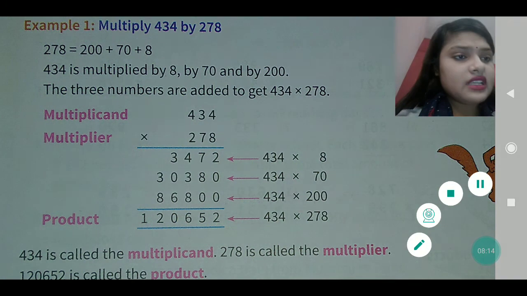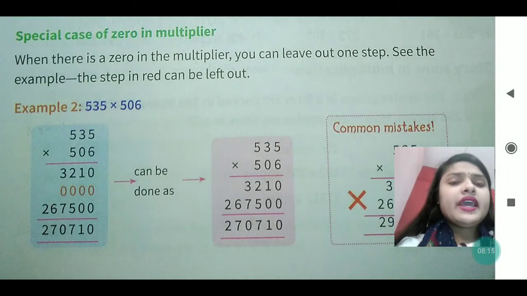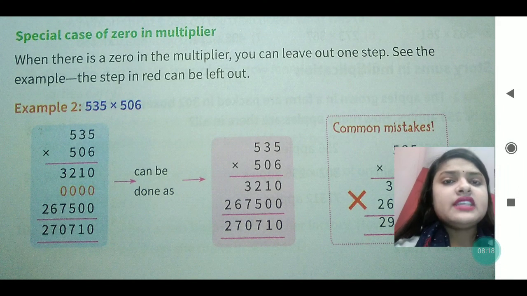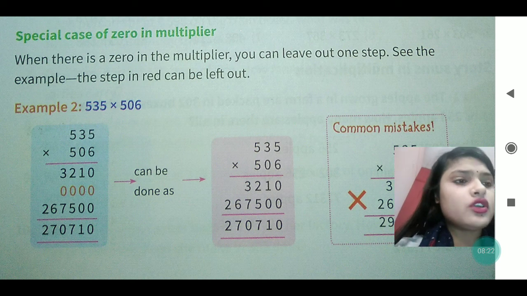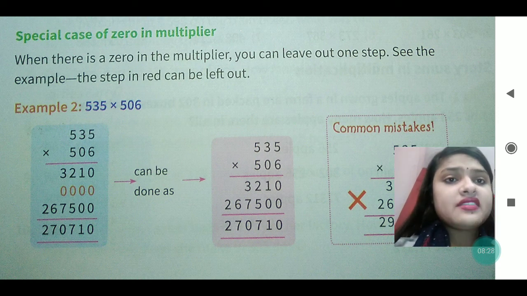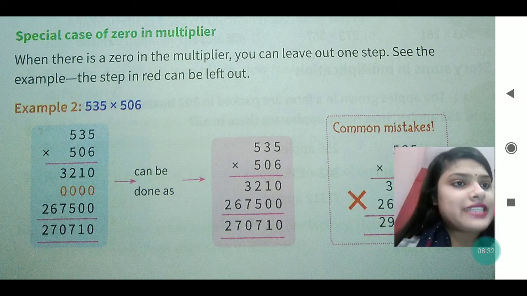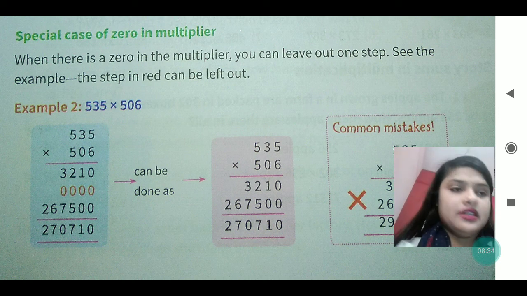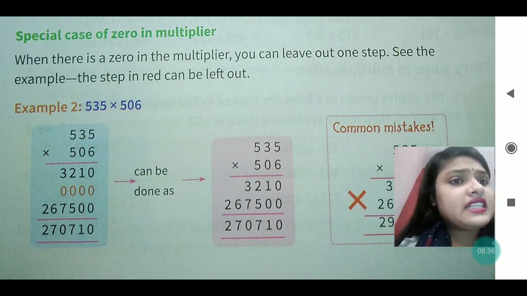Okay, just see the next one. Here also, my dear, you can see here it is special case of 0 in multiplier. Special case of 0 means if 0 is there in the multiplier. When there is 0 in the multiplier, you can leave out one step. See the example.